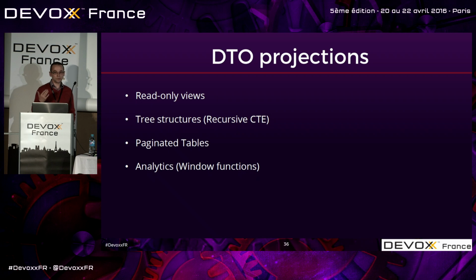So when you're going to use read-only views, it's very good to use DTO projections. Also, if you combine that with native queries, you can benefit from window functions when you're doing analytics, and then you can use it for paginated tables as well, which will render much faster than if you are selecting entities.